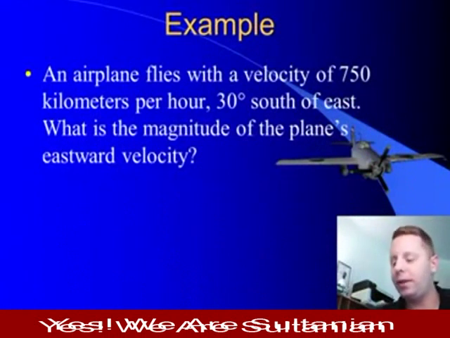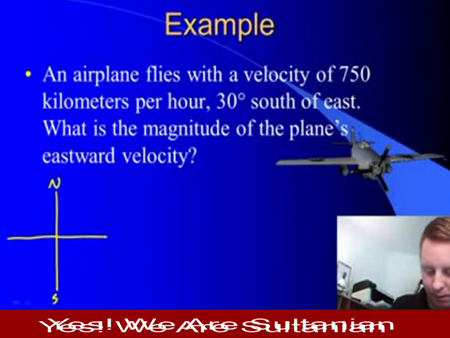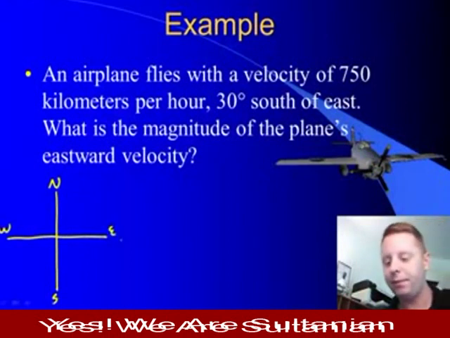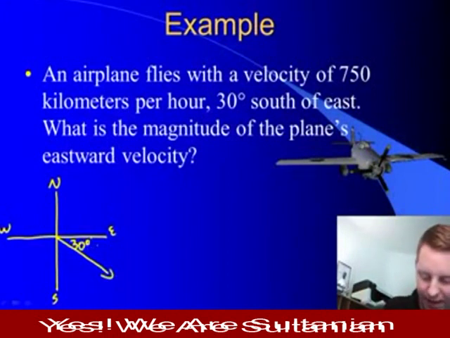Looking at another example, here we're talking about an airplane that flies with a velocity of 750 kilometers per hour at an angle 30 degrees south of east. What's the magnitude of the plane's eastward velocity? Well, let's start off with the diagram. If we draw our axes, our compass, there's north, south, west, and east. Its velocity is 750 kilometers per hour, but it's 30 degrees south of east. So if we start east and go 30 degrees south, that angle must be 30 degrees, and this must be 750 kilometers per hour.